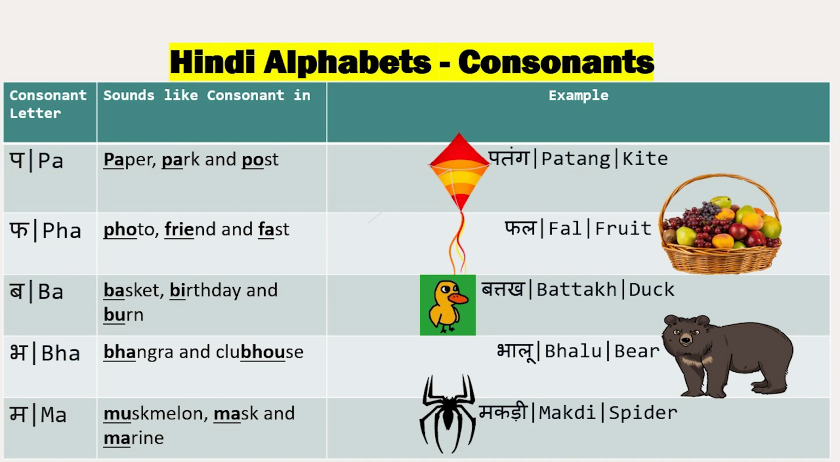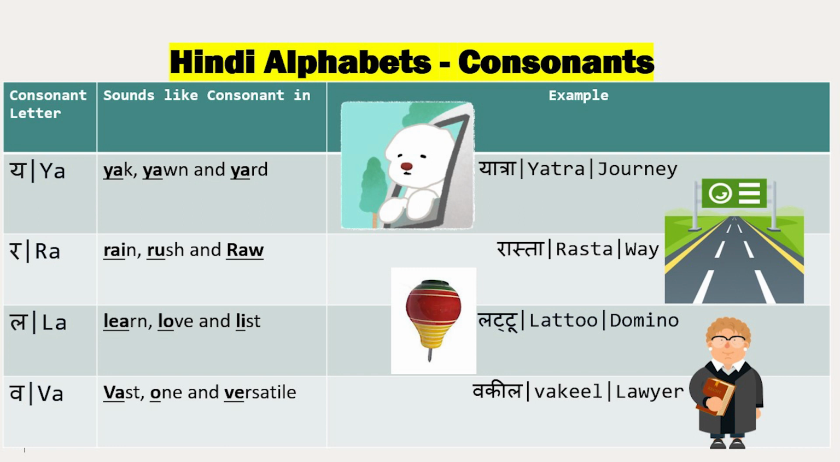Next letter in this set, ma, is like how you pronounce muskmelon, mask, and marine. The Hindi word makdi, which means spider, starts with the letter ma. Next set has four letters: ya, ra, la, and va.